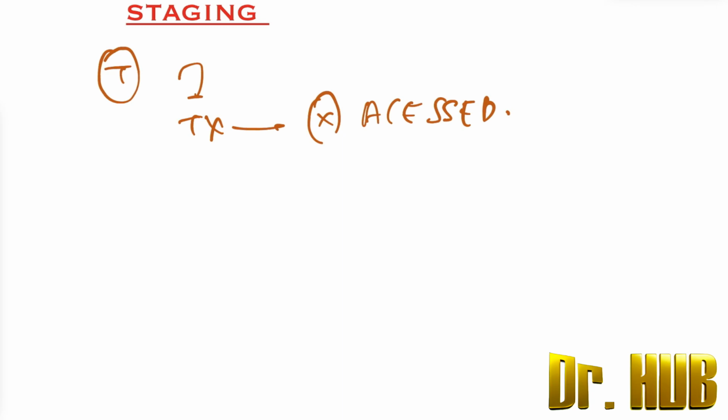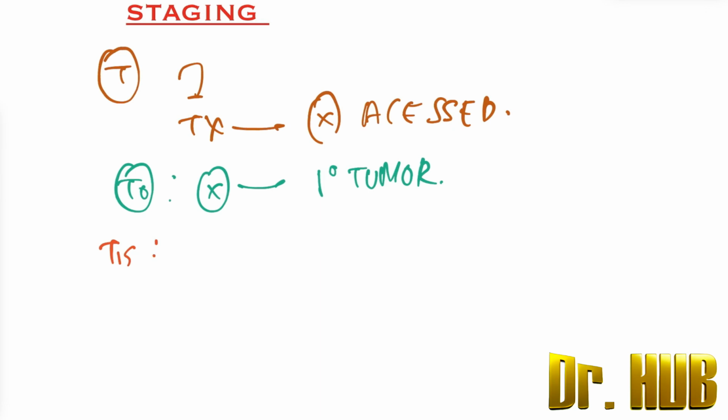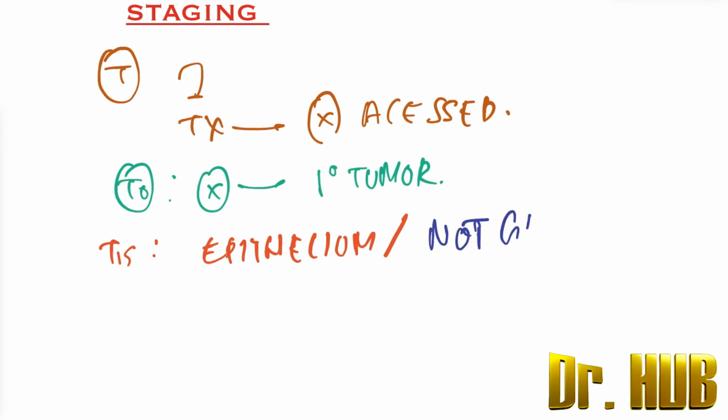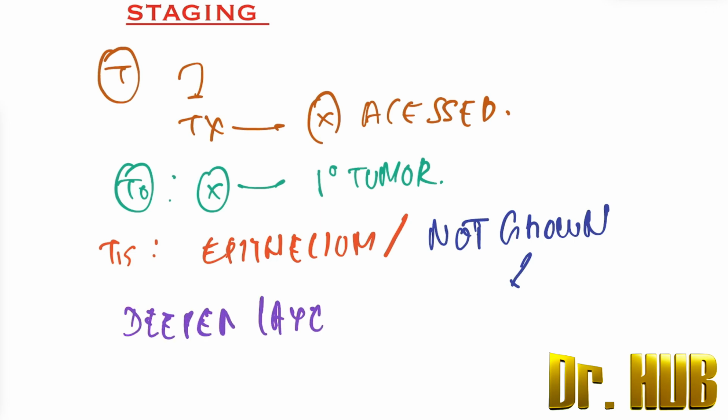Next is the T0. T0 means there's no sign of the primary tumor. Then there is Tis, which means the cancer is only in the epithelium. It is present only in the epithelium, and it has not grown into the deeper layers of the gallbladder, the GB.